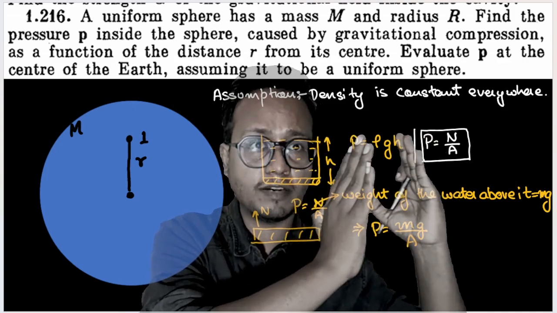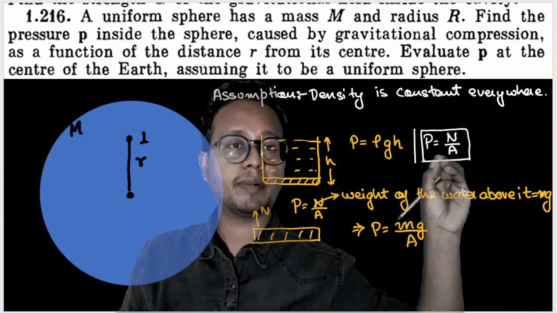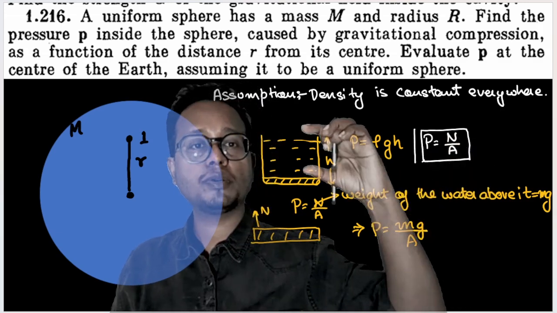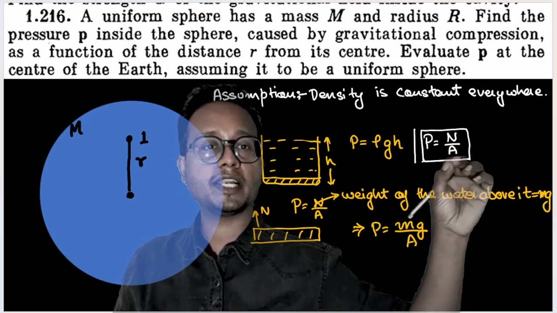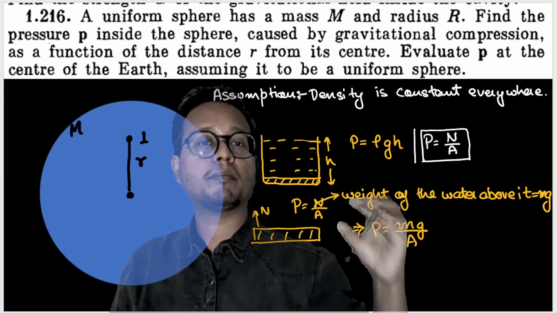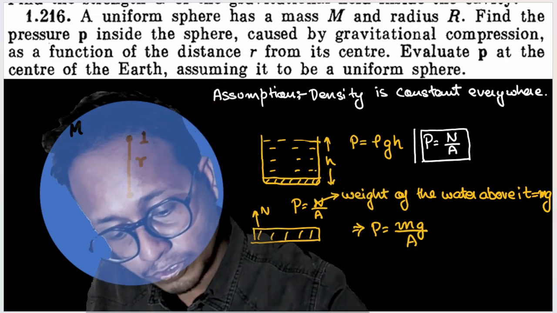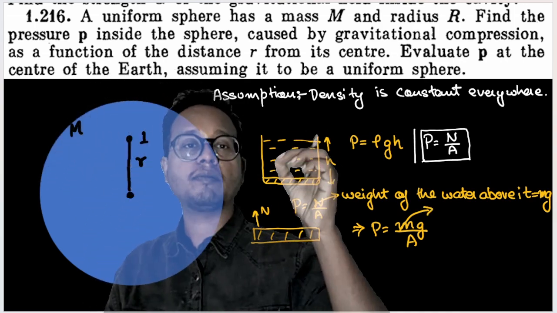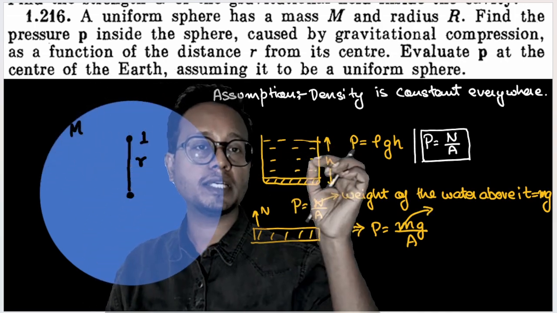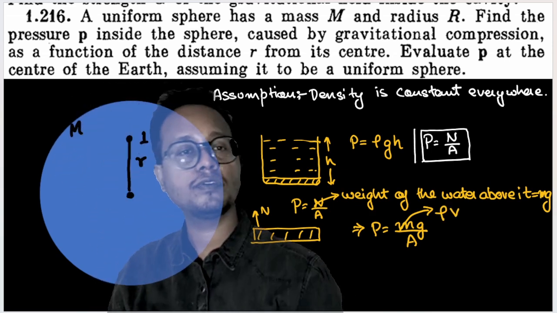And where does this rho gh come from? Pressure is nothing but the normal reaction force acting on the bottom of the beaker divided by area. Normal reaction force is nothing but the weight of the water above it. Weight of the water is mass of water above it into g. What is the mass of water? It is nothing but density of water into volume.